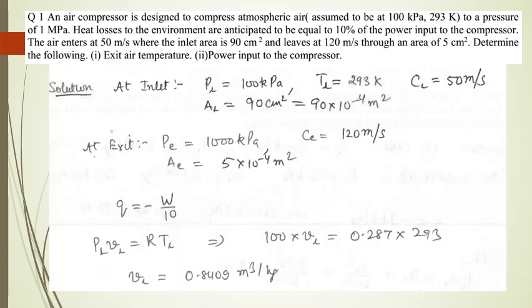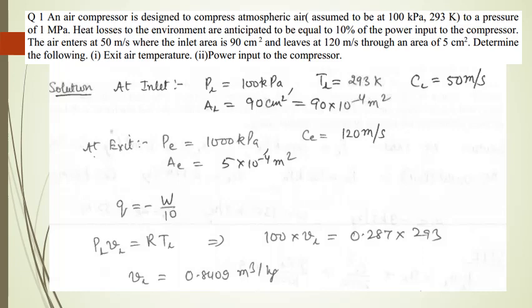Now at exit, the pressure is 1000 kilopascal, velocity at exit is 120 meter per second, and area at exit is 5 into 10 to the power minus 4 meter square. Now, as given in the question, heat transfer is equal to 10% of work, so we have written W upon 10. Minus sign we have put because it is the heat rejected, as written in the question, heat losses to the environment. So negative.